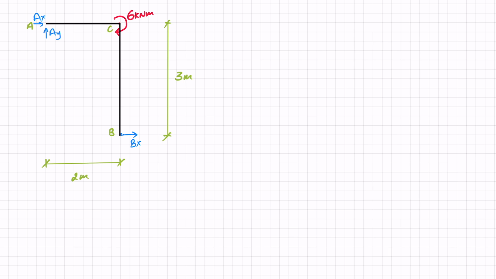I can see that if I do sum of forces in the X direction, let's start off with that, with this being my positive direction, I've got AX plus BX equals 0. There are no external forces in the X direction, so AX equals minus BX. If I look in the Y direction, so sum of forces in Y equals 0, with this being my positive Y, I can see that I've got AY in the Y direction and nothing else. And that means that AY has to be 0.